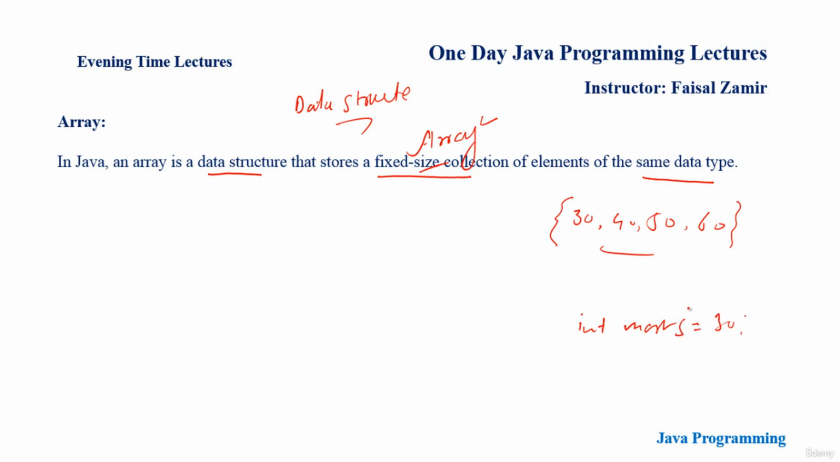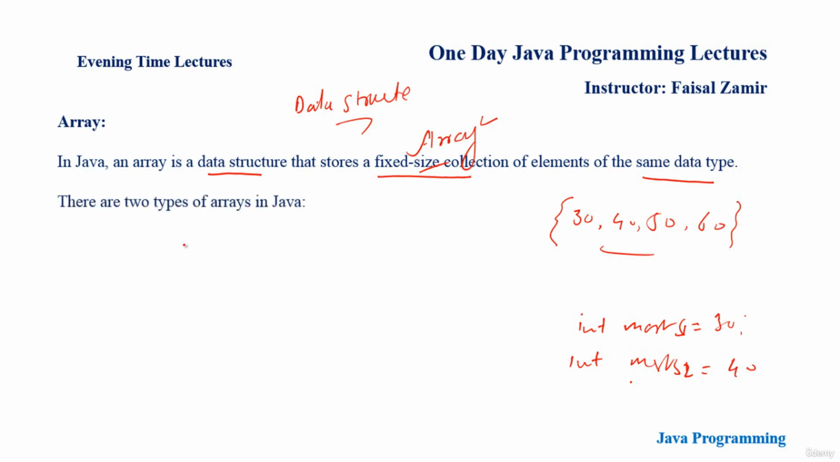For example, if you want to store another mark, then you have to declare another variable for marks 1, marks 2, and 40. In this way you have to create multiple variables for multiple values. So this is the advantage of using an array, in which you have to create only one array to store multiple elements having the same data type.